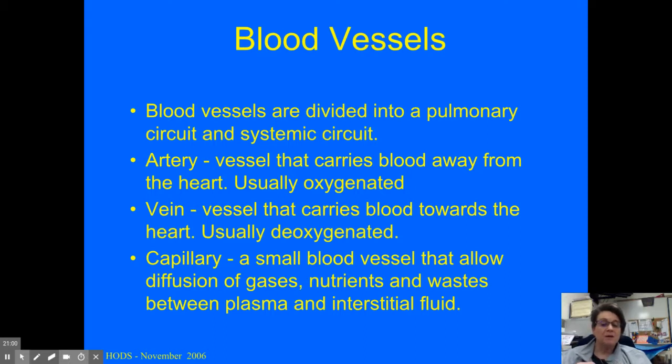Capillaries are very small vessels that allow gas exchange to happen. Nutrients and waste can pass through between the plasma and the interstitial fluid. So that's where gas exchange happens, in the capillaries. And when we look at the pulmonary system, you're going to see that the alveoli look like little grapes, and around the outside of them are these big intricate capillary beds. That's where gas exchange happens.